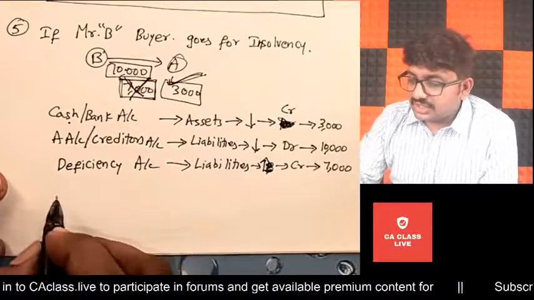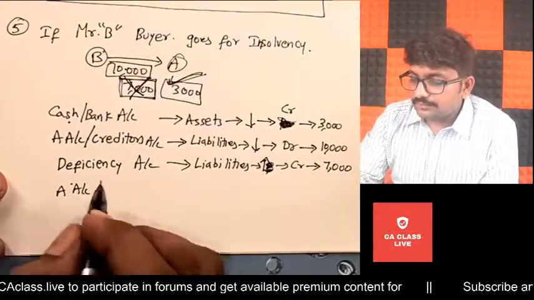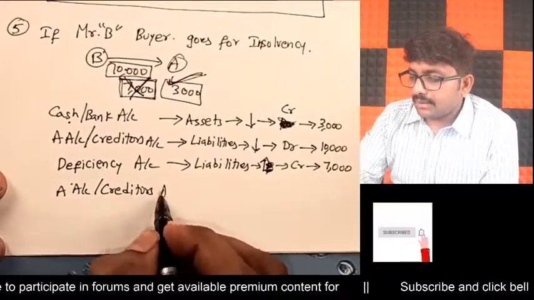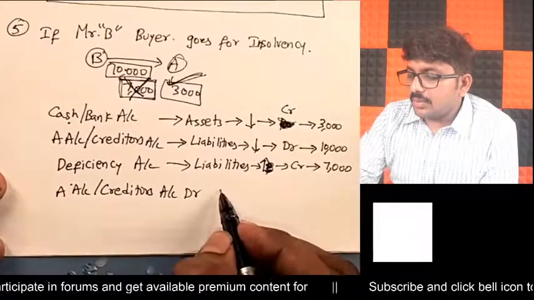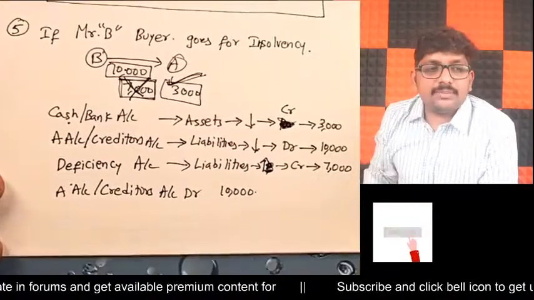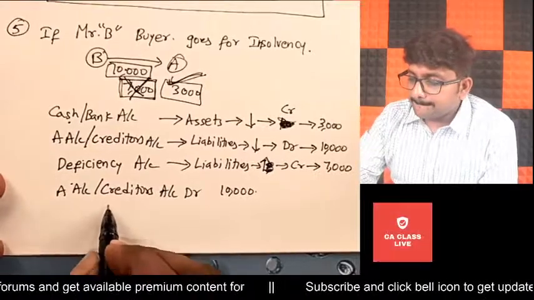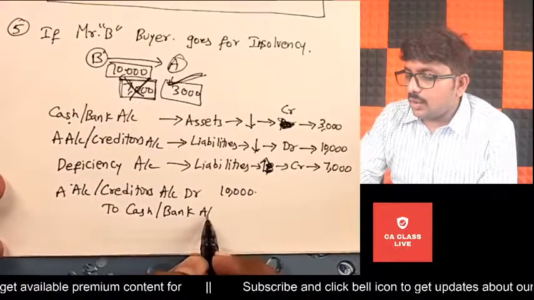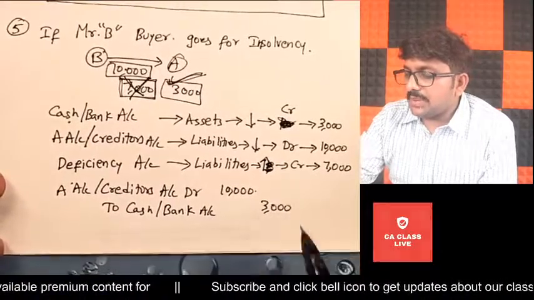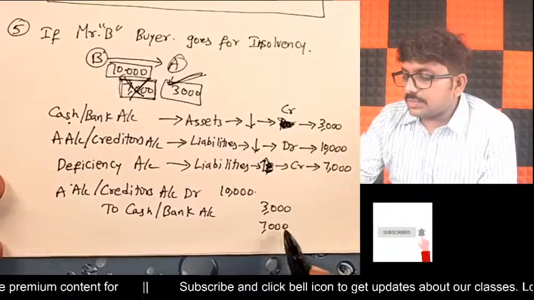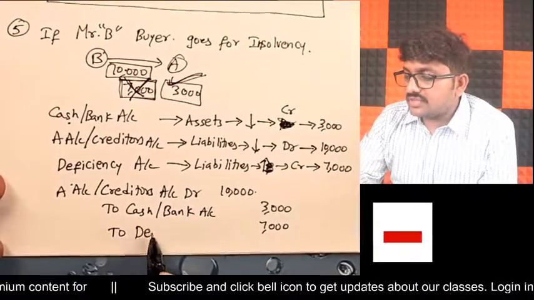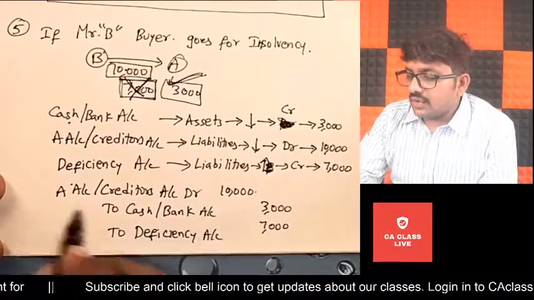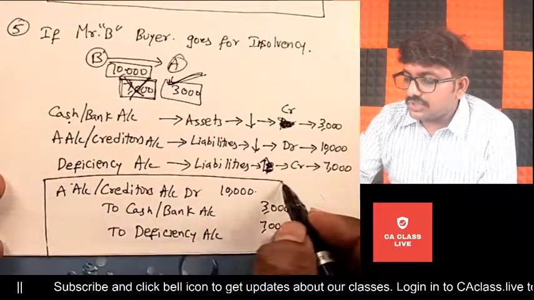Observe very carefully. The journal entry will be: creditors account debit. How much? 10,000 rupees of your liability will be going off. Next, to cash or bank account. How much are you paying now? Only 3,000 you are paying. Sir, what about the remaining 7,000 rupees? You are unable to pay, which will be taken to an account called deficiency account.